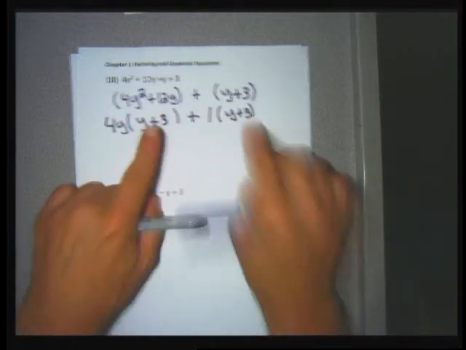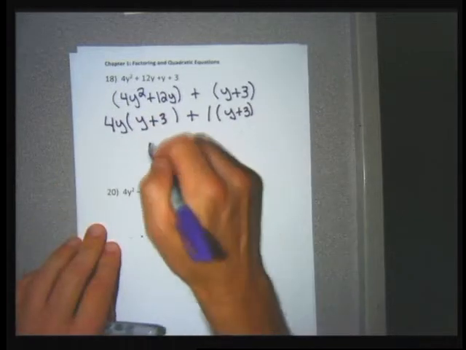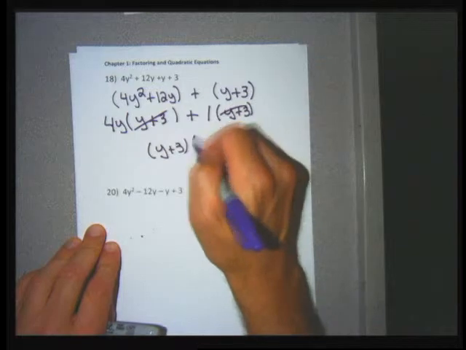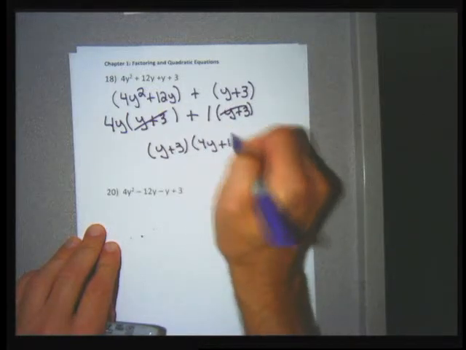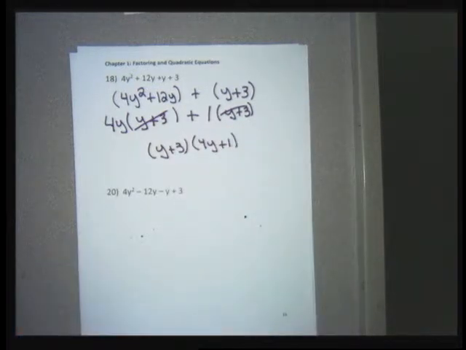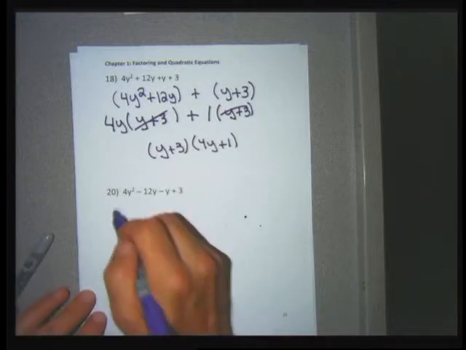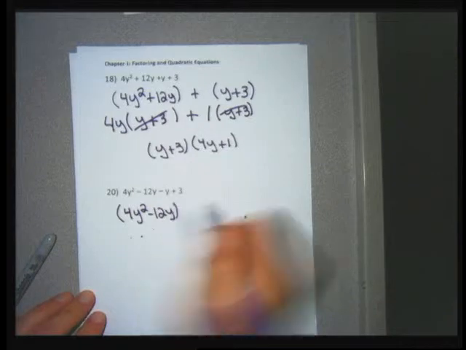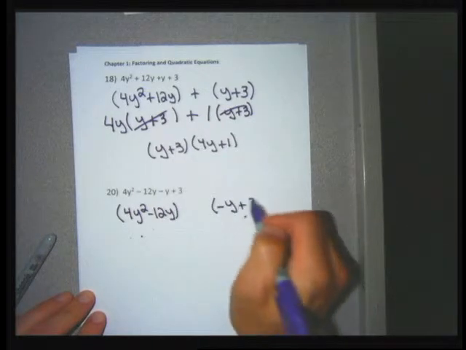Now I've got my double y plus 3, so I can factor out a y plus 3. And I'm left with a 4y plus 1. And again, you might be able to predict the answer to number 20, because 18 and 20 are essentially the same. So their answers should be essentially the same, except they have different signs, so their answers are going to have different signs. So I'm going to make my groups. First group, 4y squared minus 12y. Second group, minus y plus 3.